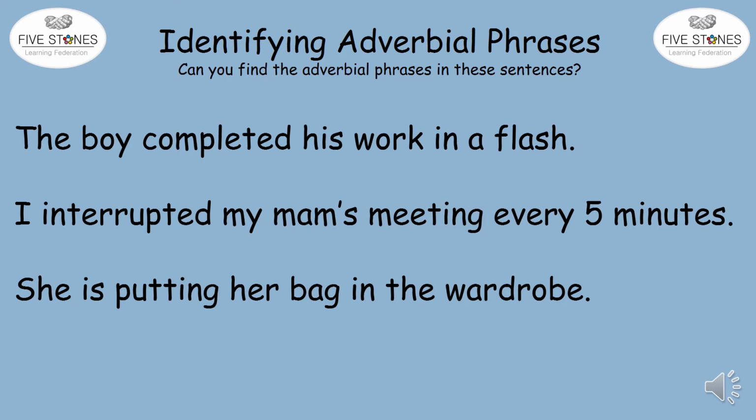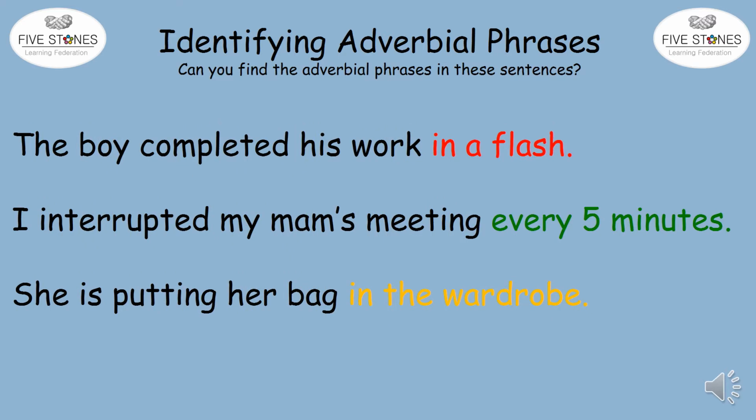Let's quickly pause this and see whether you can identify it. So I would write the sentence out and underline where my adverbial phrase would go. Okay, so in the first sentence it would be in a flash because that is telling you how he has done it. In the second sentence, every 5 minutes because that is telling you how often. And then finally in the last sentence, in the wardrobe because that is telling you where she is putting her bag.